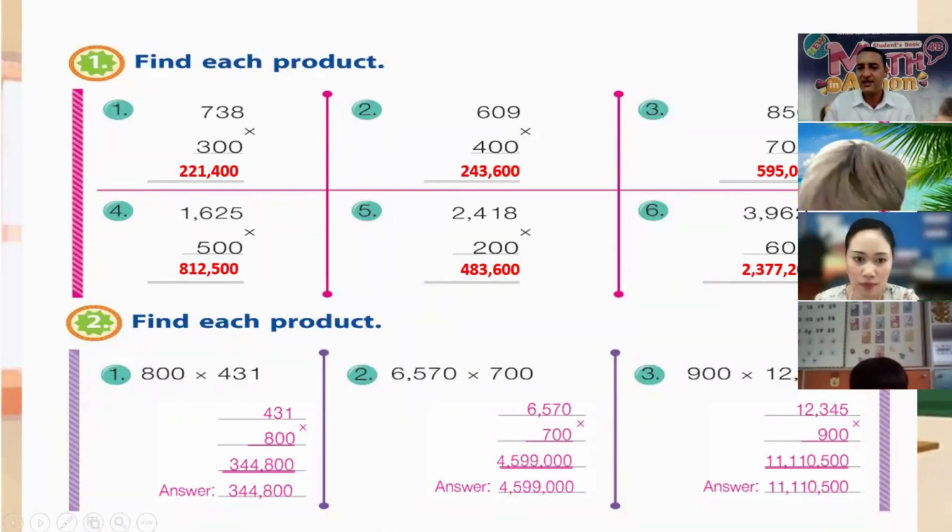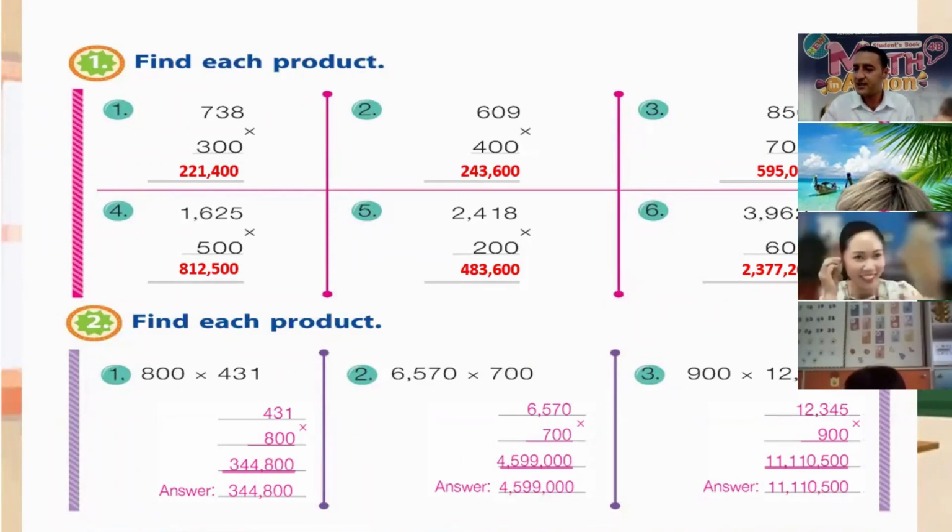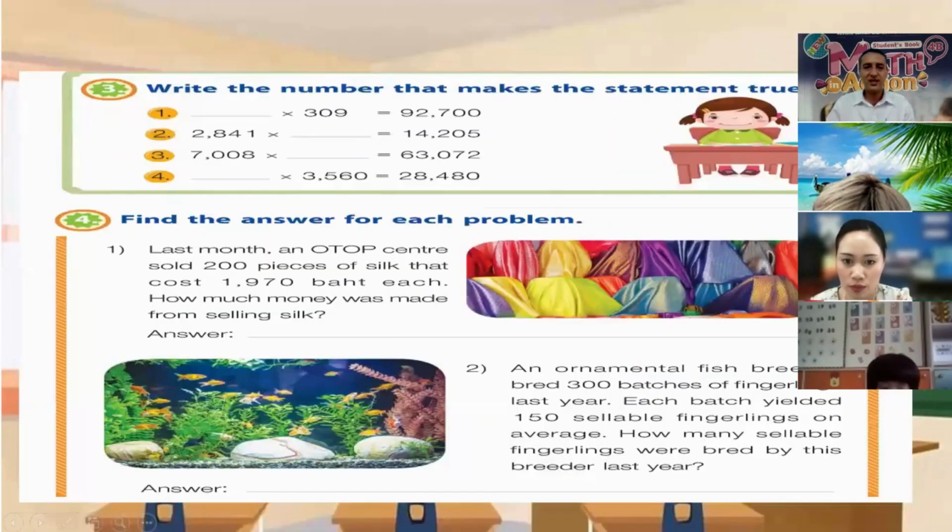Similar like that, number 6, 3,962 multiplied by 600. So the product we get 2,373,200. Okay, students. So these are the answers. You can write down with yourself as we having short term. So I will continue to the next page. Okay, students. Later on, you can write down from video. Okay, now let's continue.